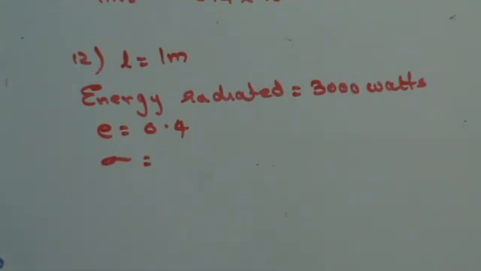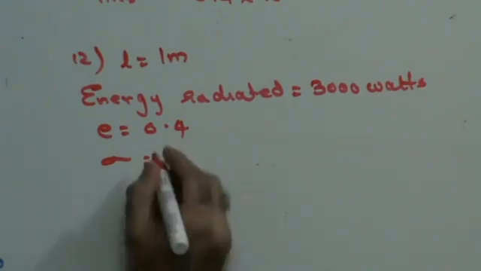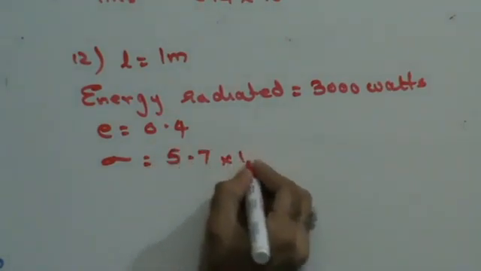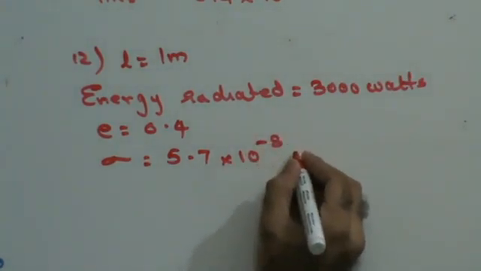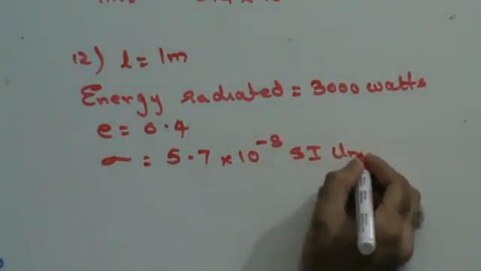Find the temperature if Stefan's constant is 5.7 into 10 raised to minus 8 SI units.